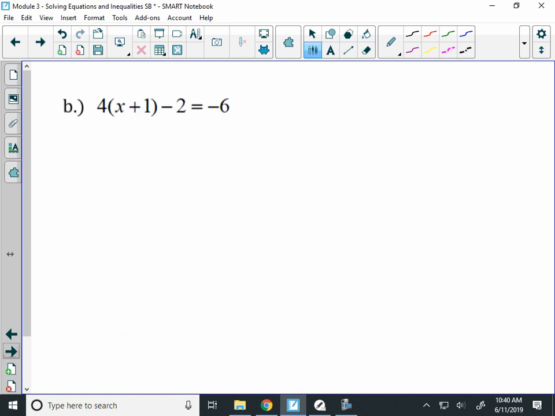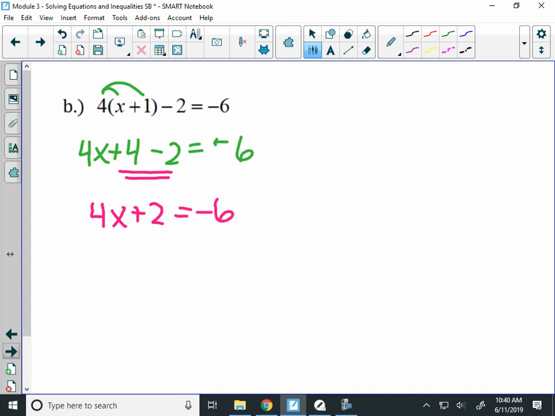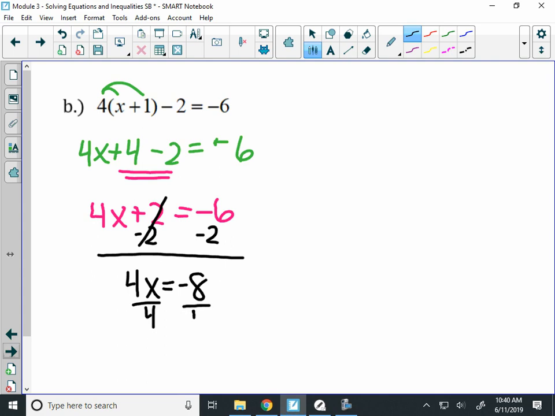All right, look at problem B. I have to distribute first. Now, I only distribute the 4 to what's inside the parentheses, not the -2. So 4x plus 4, and then I still have to write that -2 down because I didn't distribute to it. What I do next is combine like terms. So 4x plus 2 equals -6. And now I can subtract 2 from both sides and get 4x equals -8, and then divide by 4. A negative divided by a positive is a negative.